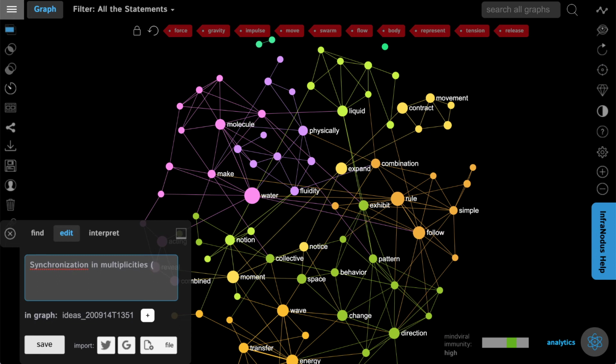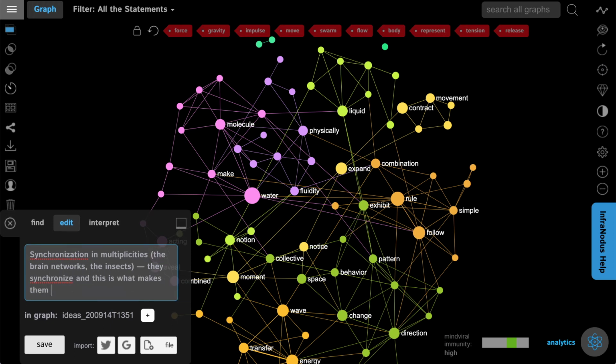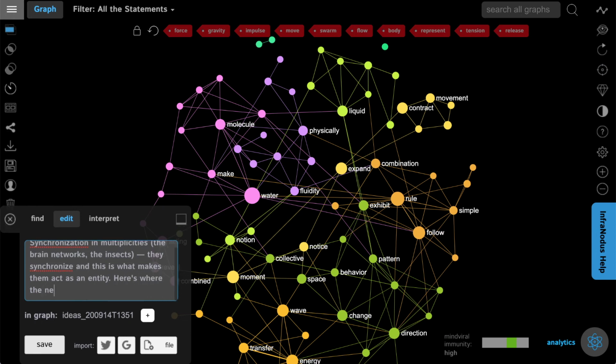Maybe even on the level of the brain network, because this is how we perceive things, or the insects. There's a lot of studies on this, that in fact they synchronize, and this is what makes them act as an entity. Here is where the networks come in. Okay.